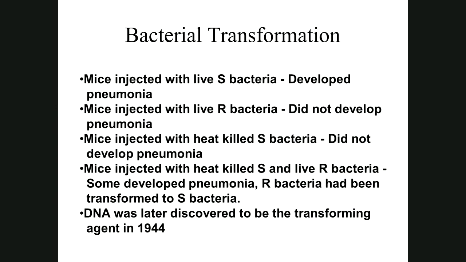DNA was later discovered to be the transforming agent in 1944. Bacteria can absorb DNA from the environment, and the R bacteria had absorbed DNA from the heat-killed S bacteria. Some of them had popped and their DNA was released into the environment, and it was absorbed into the R bacteria and gave them the ability to produce a capsule. They had been transformed.